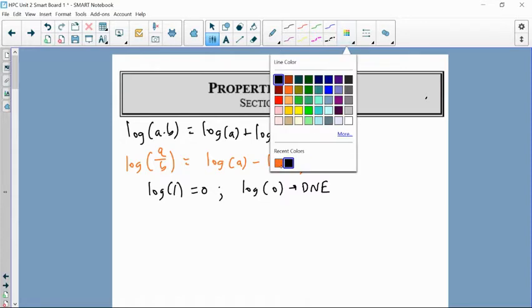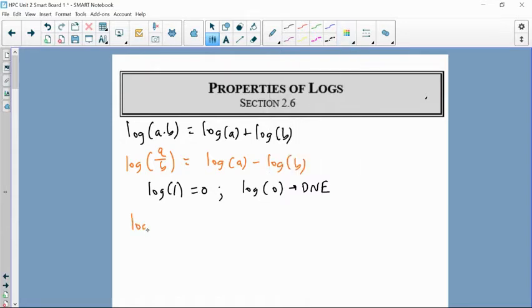Okay. What else? Log of, let's say, A to the x power is equal to, well, that x can come in front, x times log of A. Okay, so it's another property we should know.